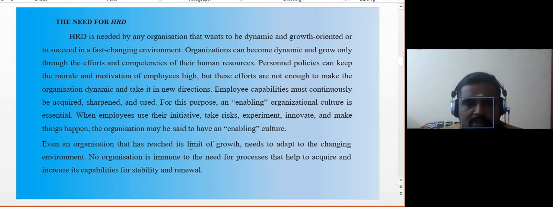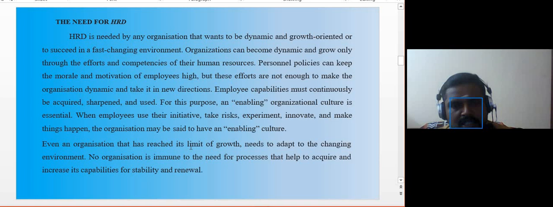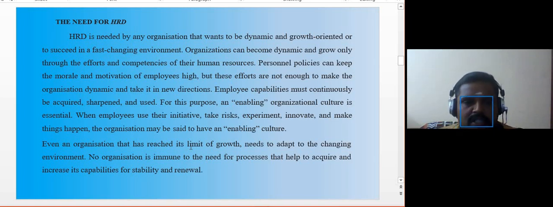So the personnel policies can bring very good morale and motivation to the employees to improve to the next level. So that the employees can sharpen their minds, they can acquire much knowledge from other sources, and the employees can enable a good organizational culture and development, taking risks and experiments, being innovative and making things happen, having and enabling that culture.